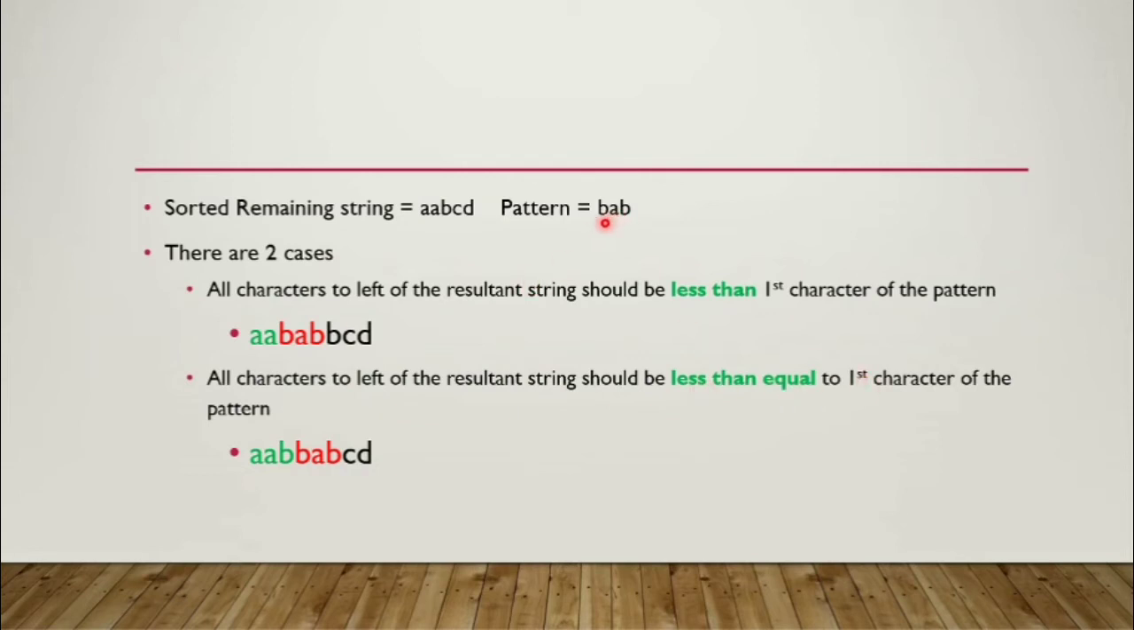So here the first character of the pattern is B. What are all the characters that are less than or equal to B? AAB are all the characters which are less than or equal to B. So after AAB, we have to insert our pattern BAB, and then the remaining of the characters from the sorted remaining string. Now these are the two strings possible which are lexicographically smallest, and in the end what we have to do is compare these two strings. The minimum of the two will be the solution to this problem.